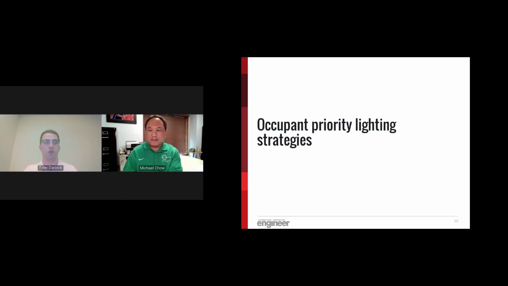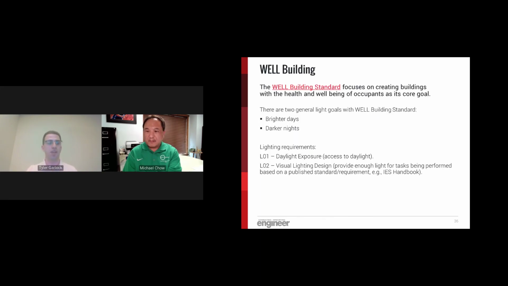All right, so now we're moving on to occupant priority lighting strategies. One of the major strategies that are out there for occupant priority, in terms of making sure you're thinking about the occupant and their health and well-being, is the WELL Building Standard, which focuses on the health and well-being of occupants in the space. That's its main objective.